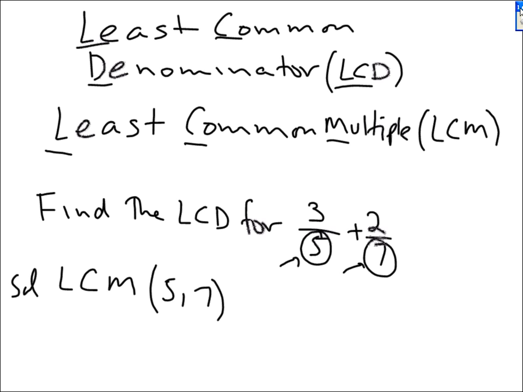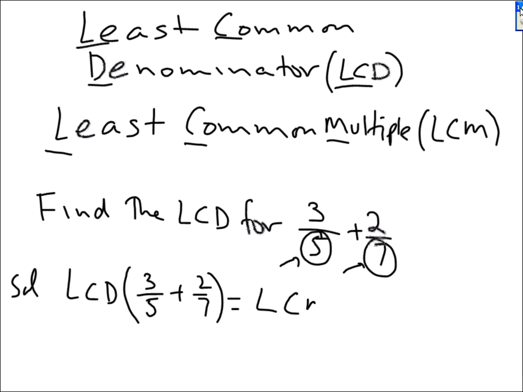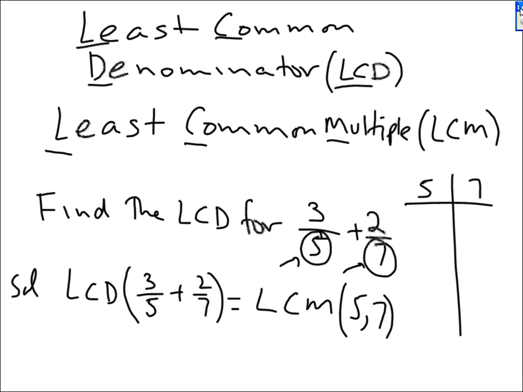Find the LCM of 5 and 7. I guess what I should write is this. They didn't really ask us to find the LCM. The LCD of 3 over 5 plus 2 over 7 is the same as the least common multiple of 5 and 7. Multiple. We have to find common multiples of 5 and 7. We multiply.